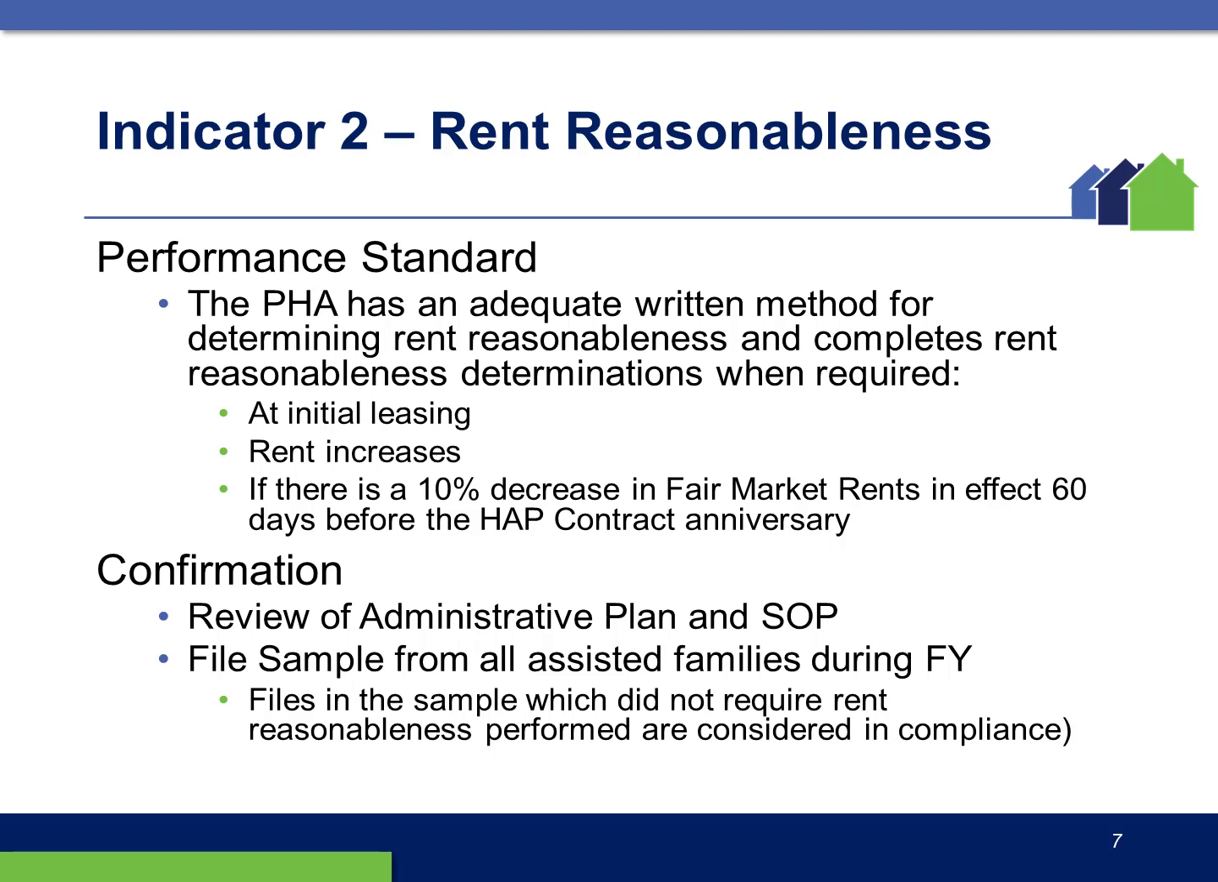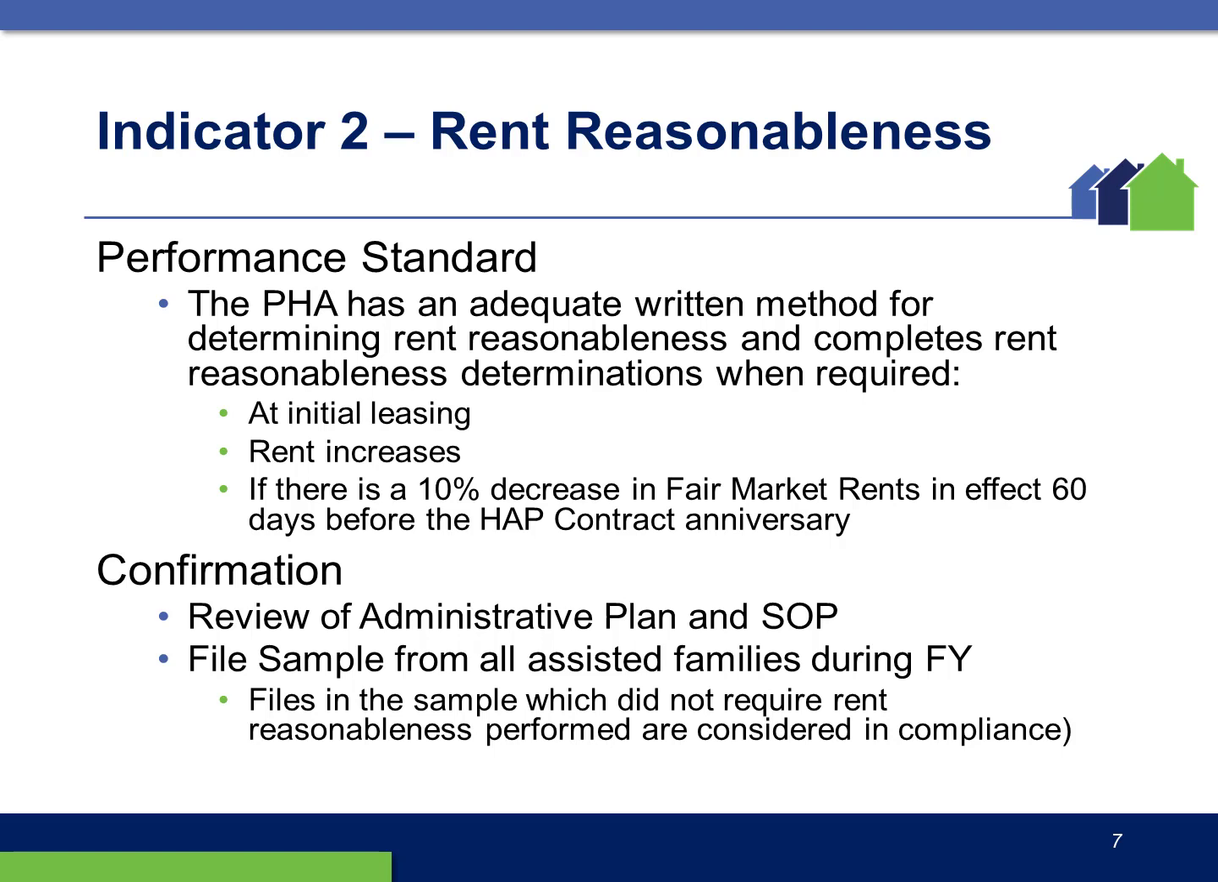SEMAP Indicator 2 measures whether a PHA has a written policy governing the determination of a reasonable rent to owner in compliance with HUD regulations, and if the PHA has implemented the policy as stated in the administrative plan. This indicator measures whether the PHA has an adequate written method for determining rent reasonableness and completes rent reasonableness determinations when required: at initial leasing, for rent increase requests, and if there is a 10% decrease in fair market rents in effect 60 days before the HAP contract anniversary.